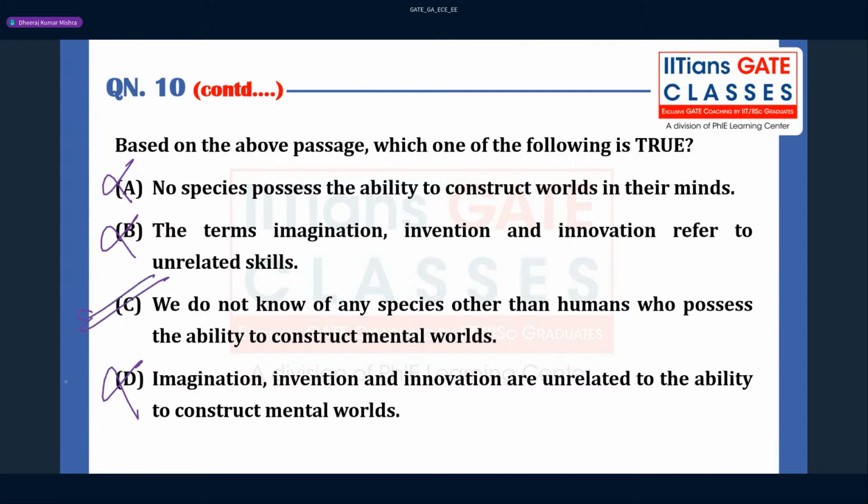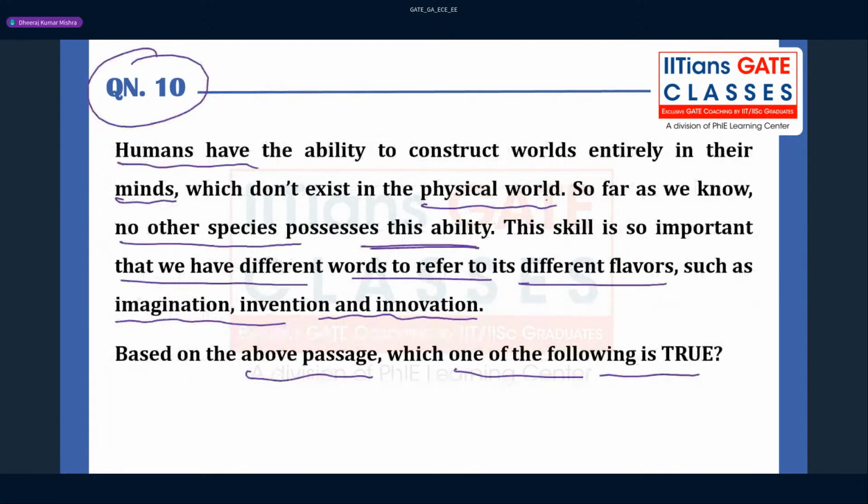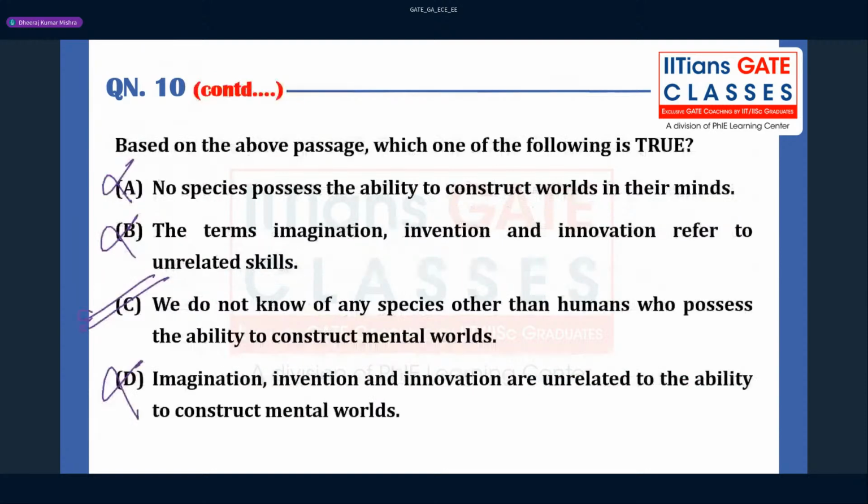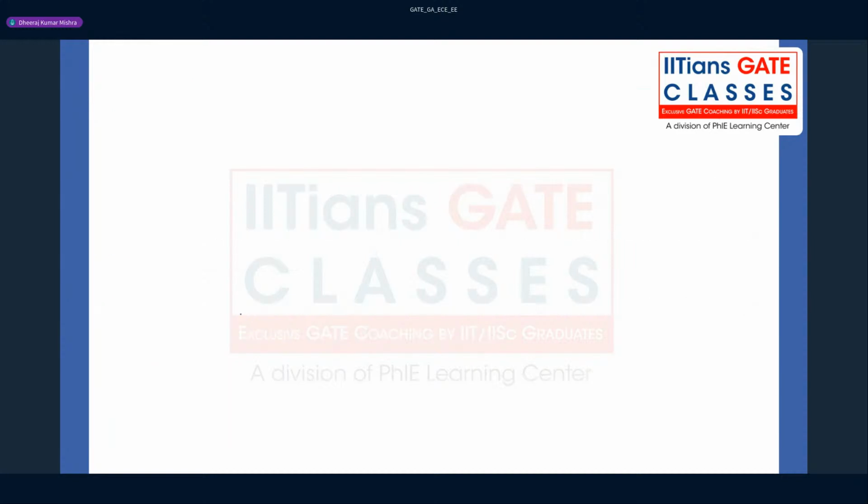Why option C? We do not know of any species other than the human. Yeah, this is what they have written. So far as we know, no other species, right? So we do not know any other species who possesses the ability to construct mental worlds. Okay, so the answer for this question is C. So I believe this was all about the 20 questions we have done.